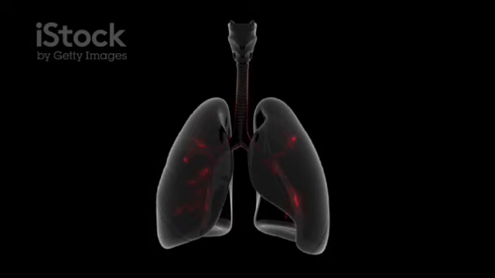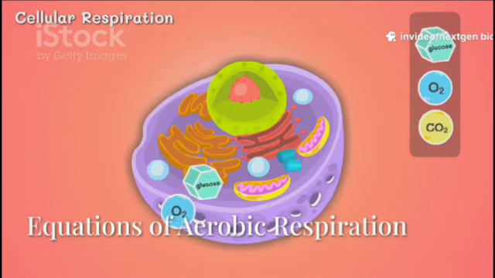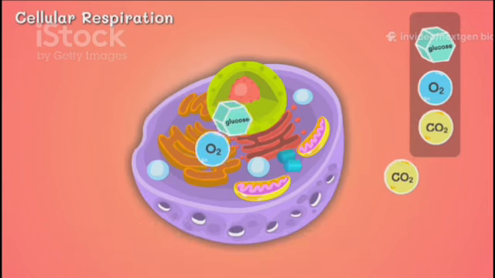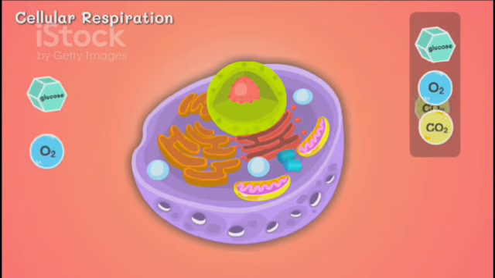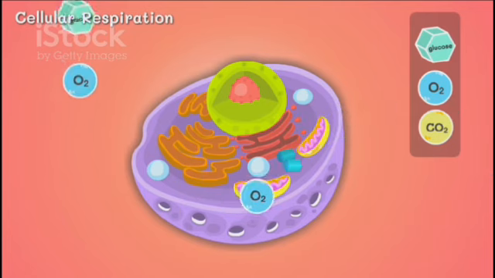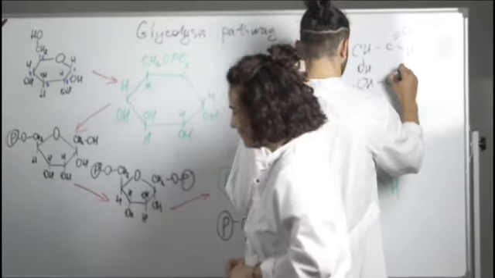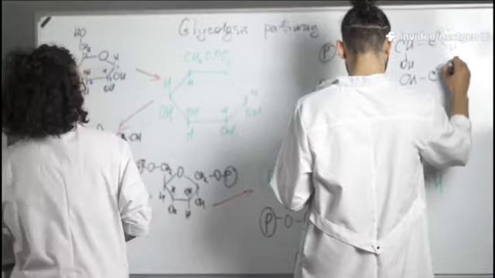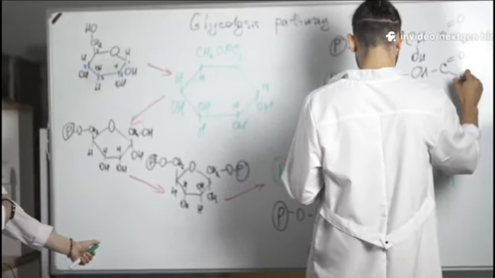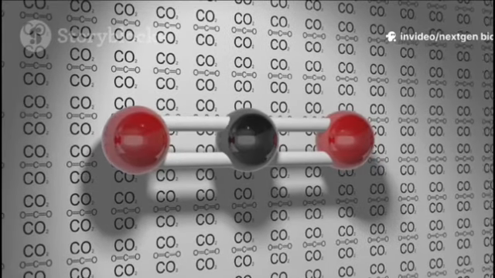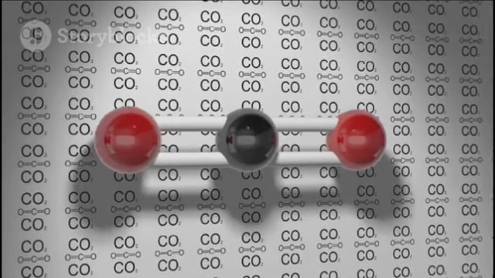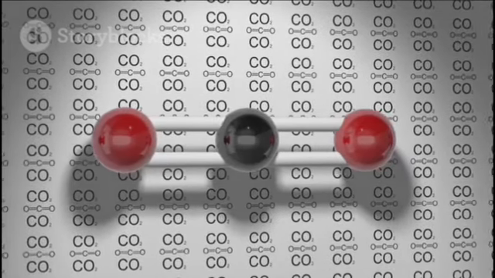Aerobic respiration needs oxygen. It happens in every cell and releases a lot of energy. The word equation is simple. Glucose plus oxygen gives you carbon dioxide, water, and energy. And, just to be clear, the balanced chemical equation goes like this. C6H12O6 plus 6O2 gives 6CO2, 6H2O and energy.